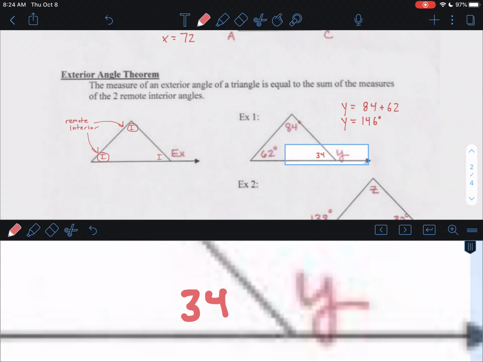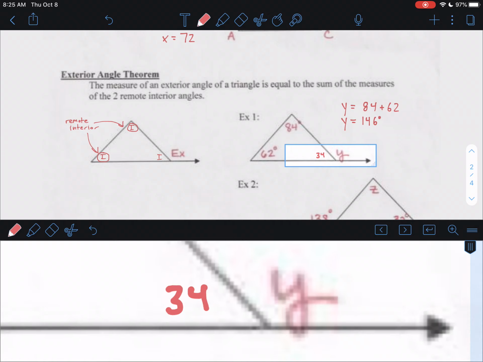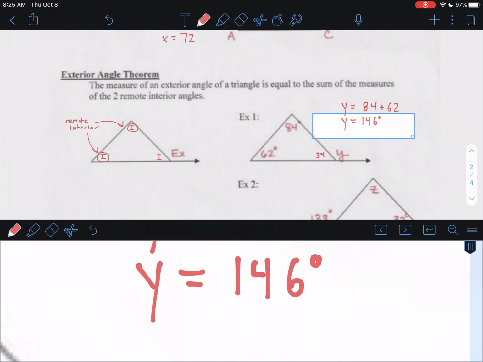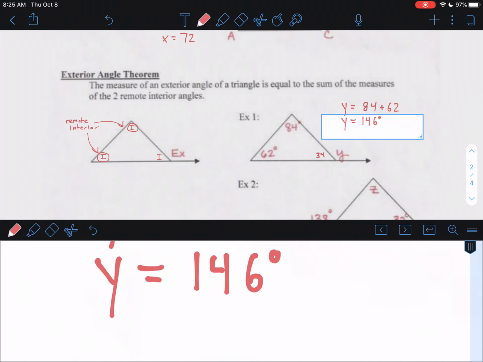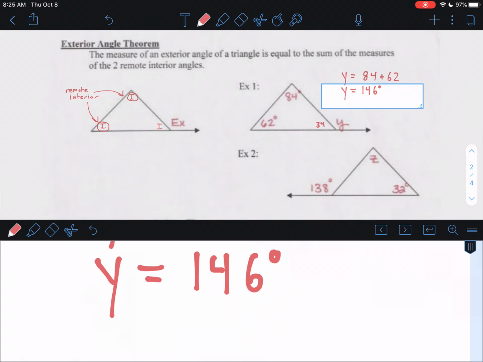Now I have that this 34 and this y form a linear pair. Therefore, they're supplementary, and they're going to add up to 180. So I would do 180 minus that 34, and I would get y, which would once again be 146. So either way you do it, it works, but it's just easier to work with the exterior angle theorem because it's only one step.